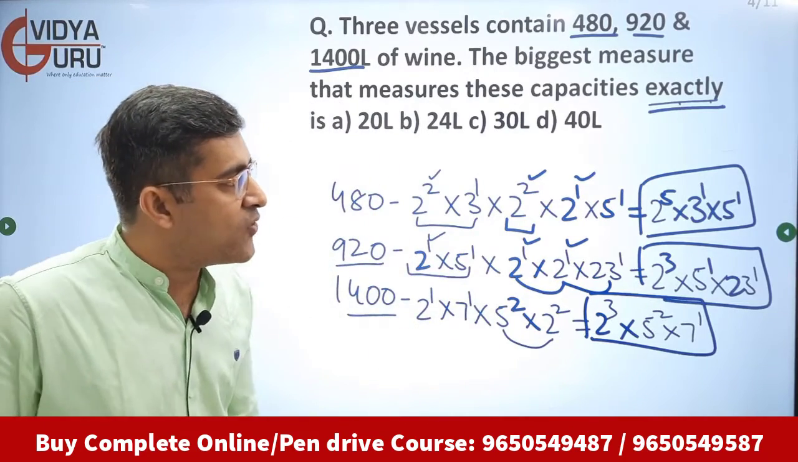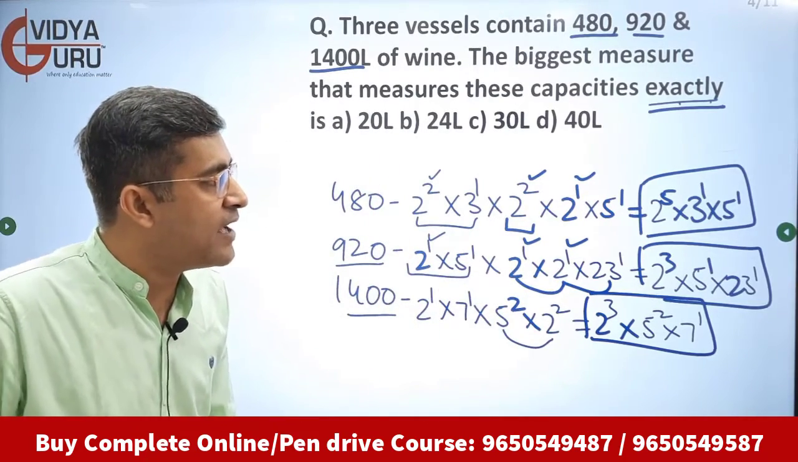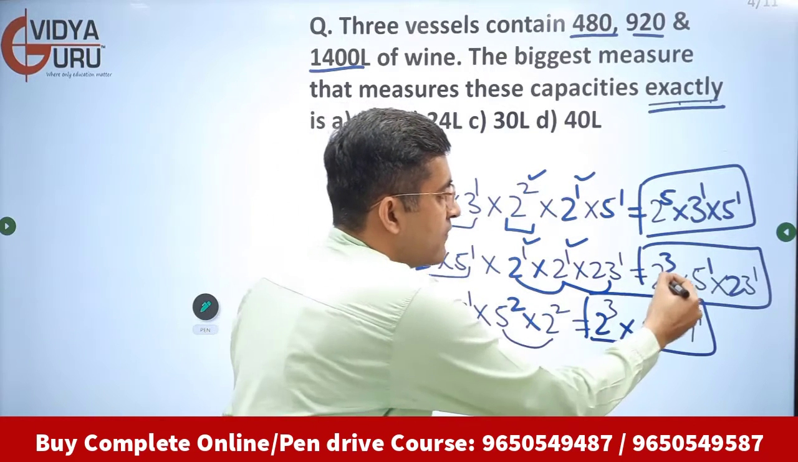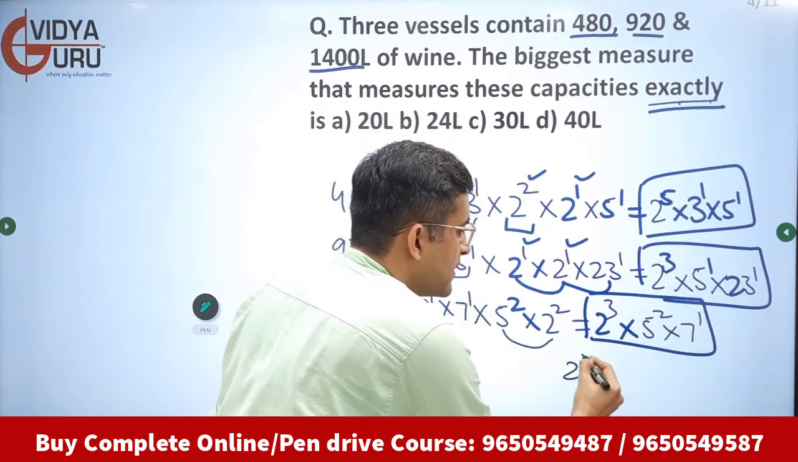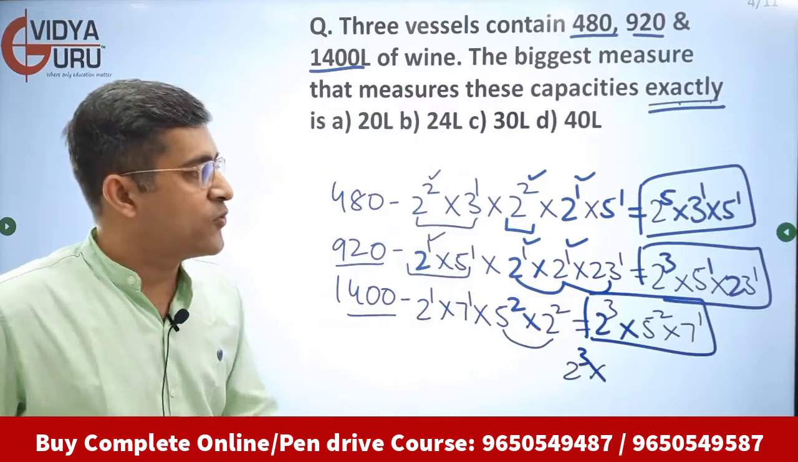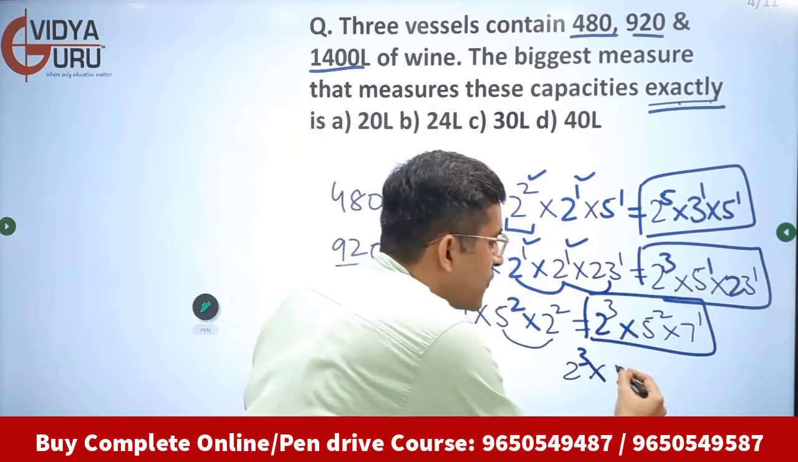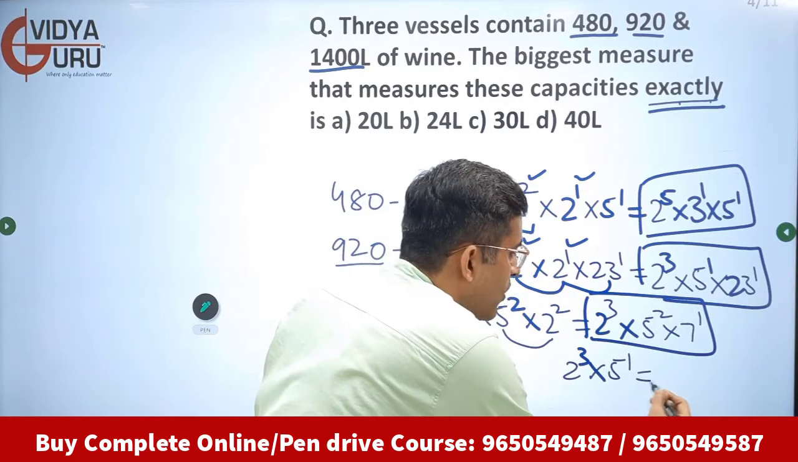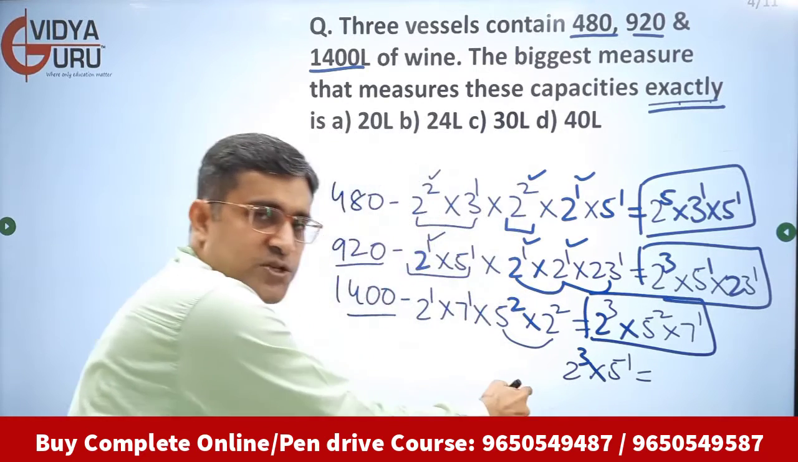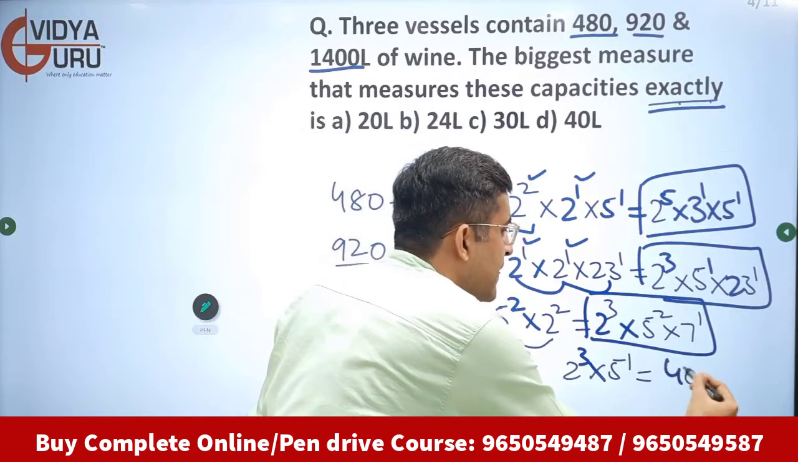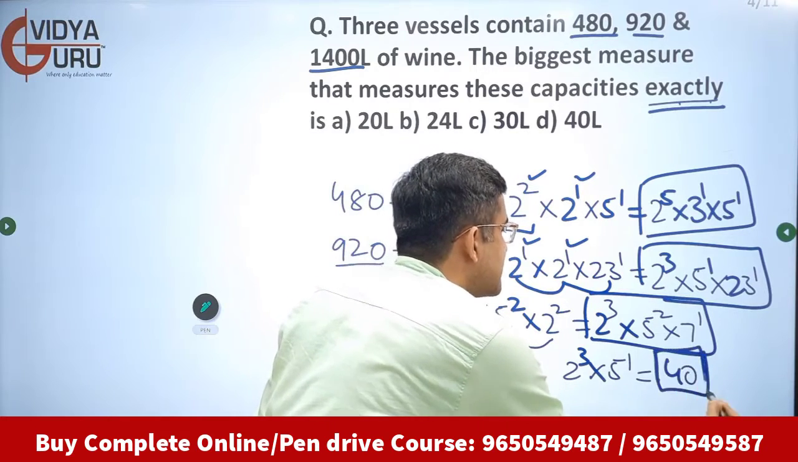What is the lowest power of 2 that we have? The lowest power of 2 we have is 2 cube. And what is the lowest power of 5? The lowest power of 5 is 1. So 8 fives are 40. Students, 2 cube is 8. 8 fives are 40. So the answer is 40.